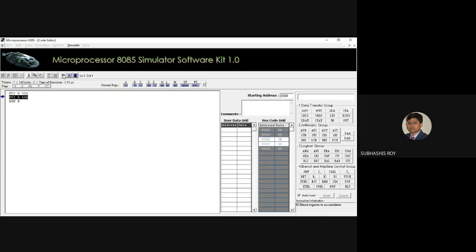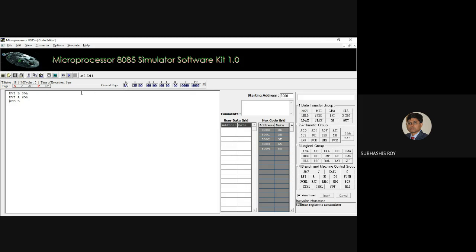First line is executed. You got your number into register B, 35. Second line is executed. You got your second number into register A, that is 65. ADD B, you are doing. So the third line is executed, and this is your result, 9A.